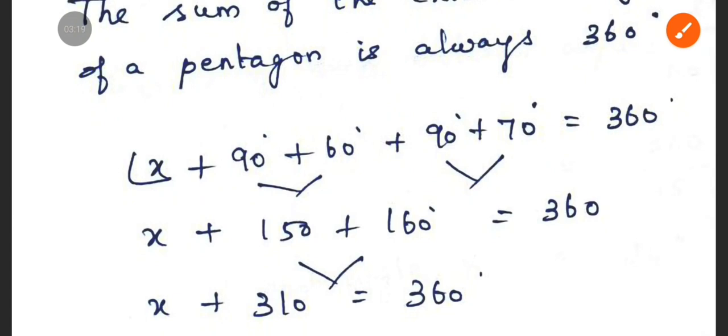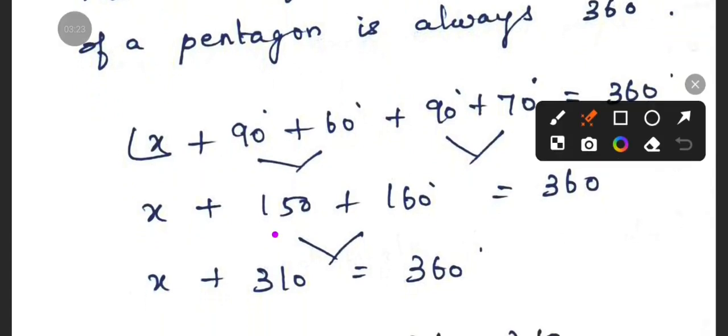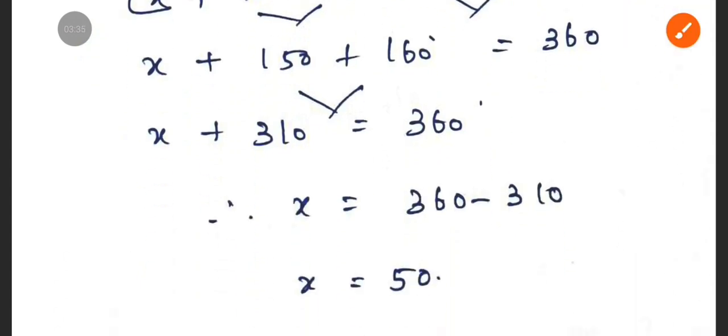Add all the angles. x plus 90 plus 60, 150. 90 plus 70, 160, equal to 360. 150 plus 160, 310. x is equal to, subtract 310 from 360. We get 50. That's all. I hope you all understand this problem.